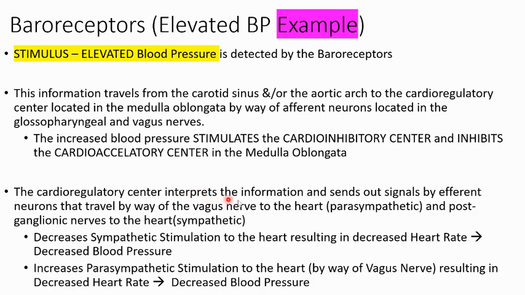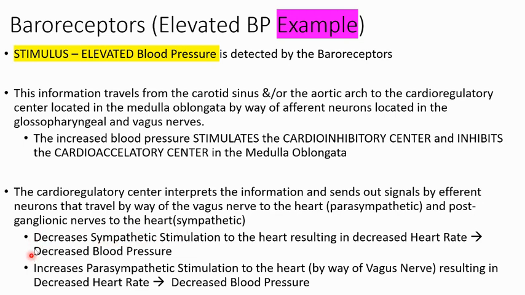The cardioregulatory center interprets the information and sends out signals by way of the efferent neurons that travel by way of the vagus nerve to the heart, and that's going to be the parasympathetic pathway, and the postganglionic neurons to the heart, that's going to be the sympathetic pathway.